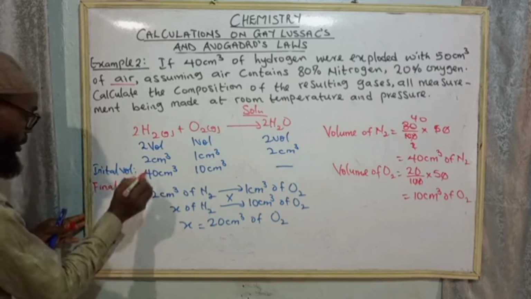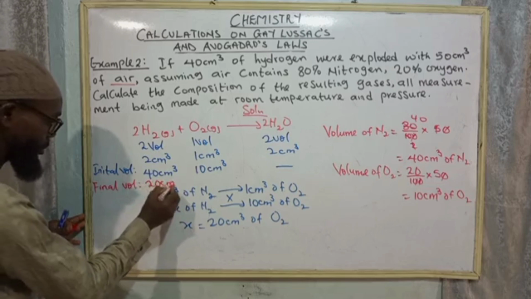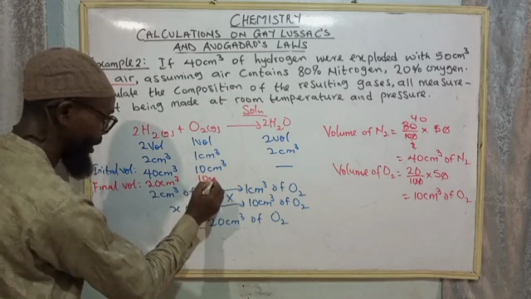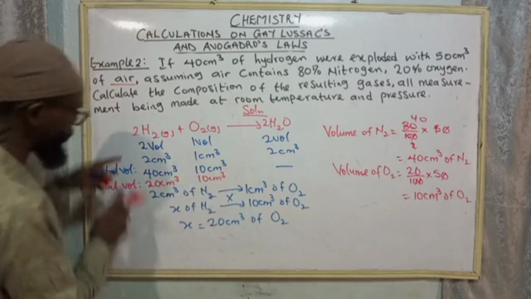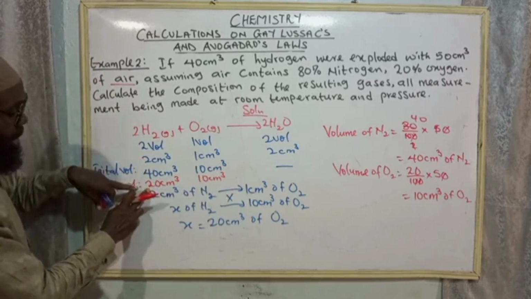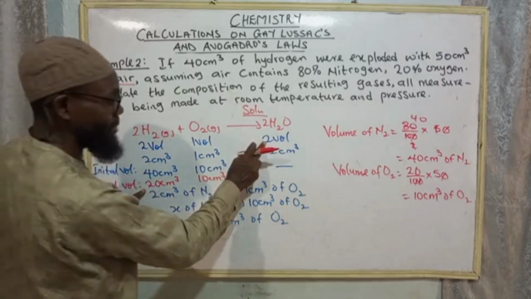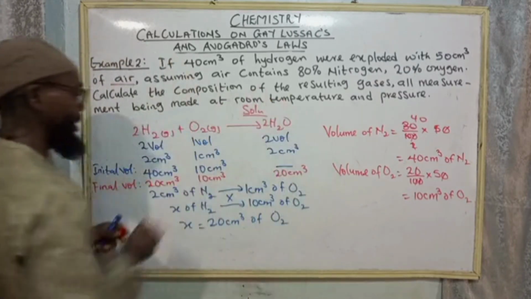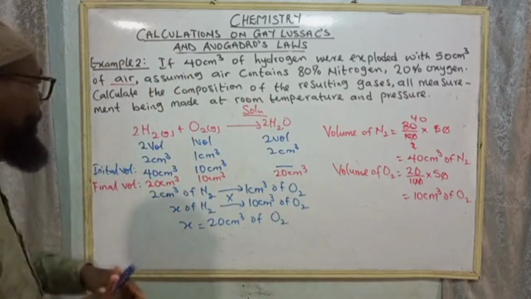So you can now see the final volume. Final volume, this one will be 20 centimeter cube, while this one will be 10 centimeter cube, everything reacting. Now, since 2 centimeter cube of hydrogen is producing 20 cm cube, 2 centimeter cube of water will also produce 20 cm cube. Now, the next thing to do is to calculate.